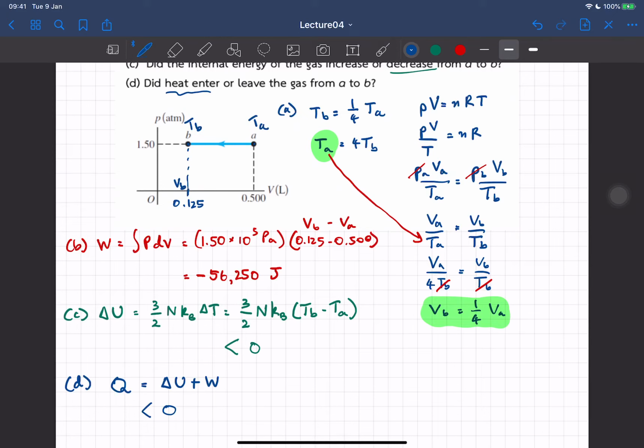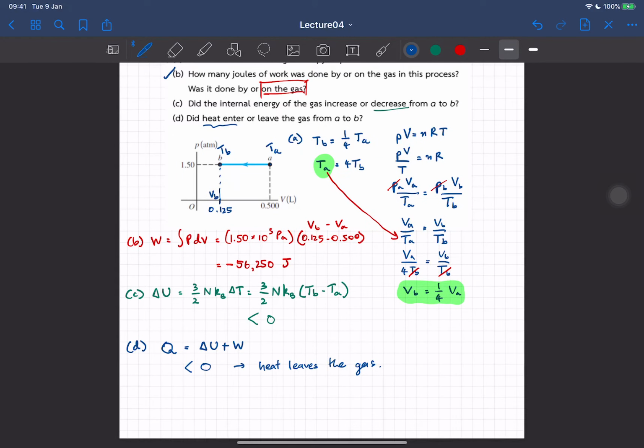So Q less than 0 means the gas loses Q, so heat leaves the gas. Okay, so that's what it means by negative Q here. So if you get Q to be positive, then that means heat enters the gas. Okay, so that's how usually the problem solving strategy is going to be for this kind of problem.